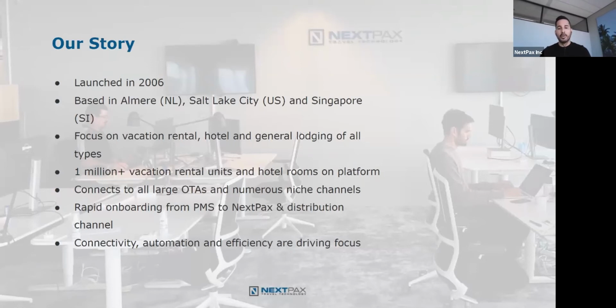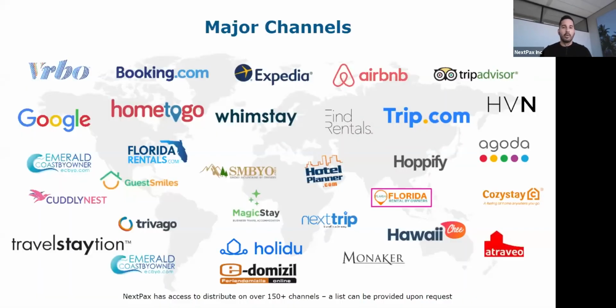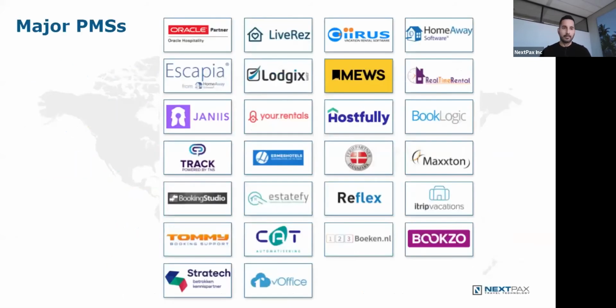Now, what do we do with these properties? How do we help the property managers and sales channels? Well, right now, we are connected to over 150 sales channels. We all know the major channels like Vrbo, Booking.com, Expedia, Airbnb, and many more. And we recently got connected to a very interesting channel, which is TravelStation, that of course we have invited today to give us more details and insights about them.